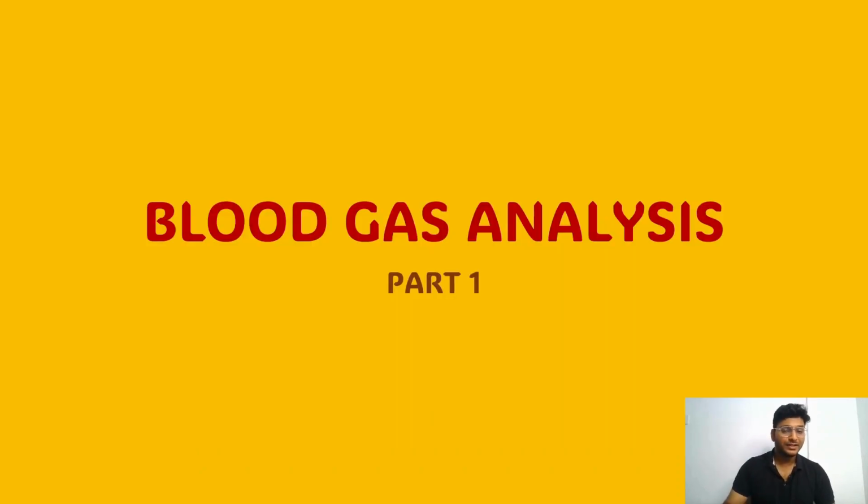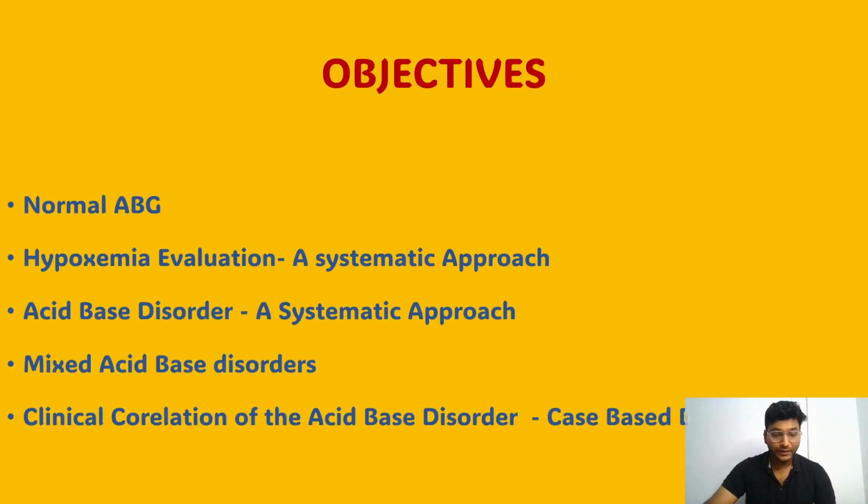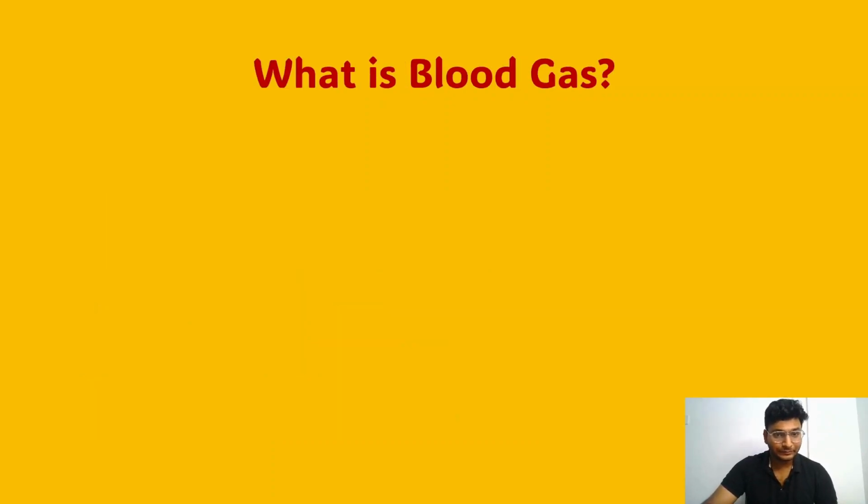So the discussion of this blood gas analysis will be in two parts, and in the first part we will be discussing how a normal ABG looks and how to evaluate hypoxemia in a systematic way, right?